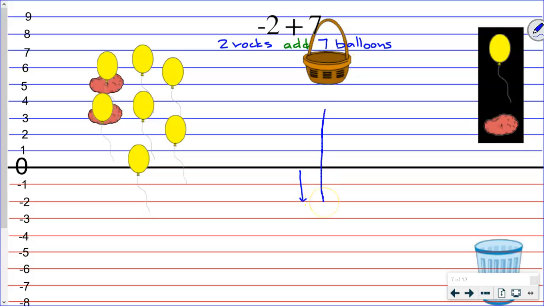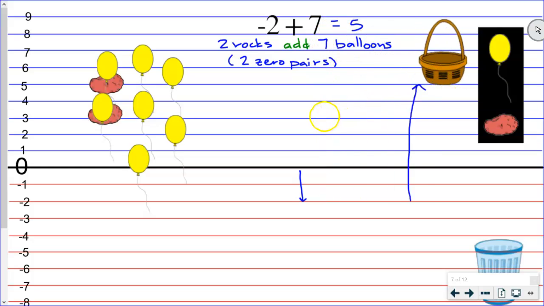Where did that basket end up? At 5. Because -2 plus 7 is equal to 5. Why? Because there are 2 0 pairs. I'm going to move that basket because it's kind of in the way. 2 0 pairs with an extra 5 balloons.